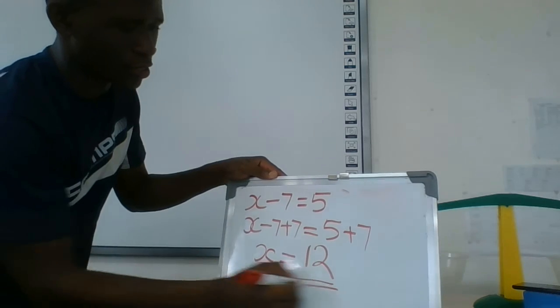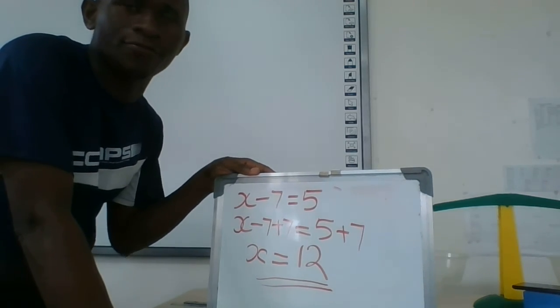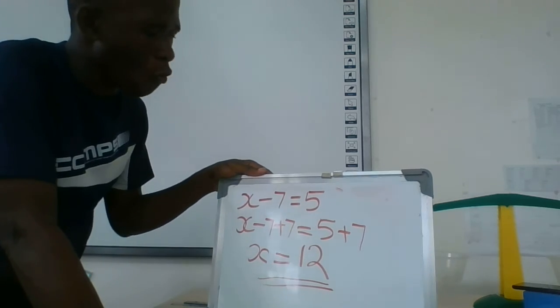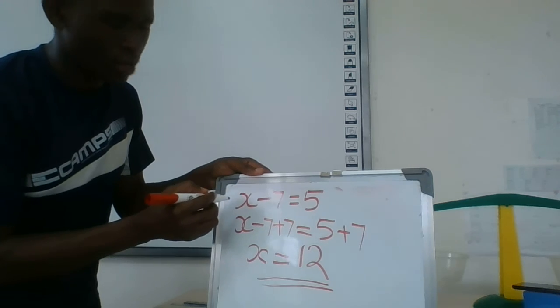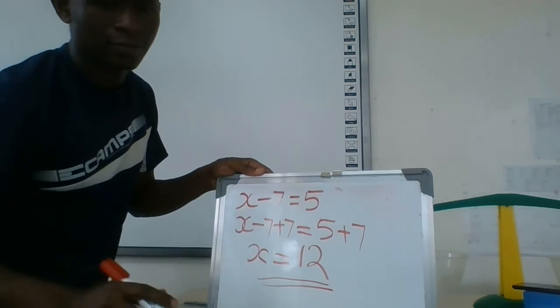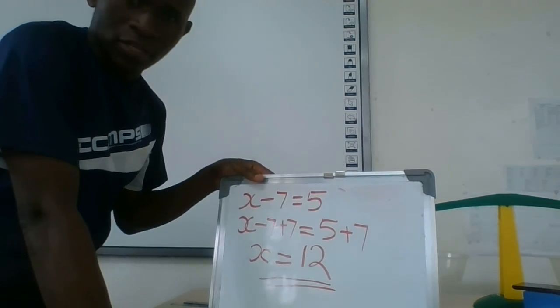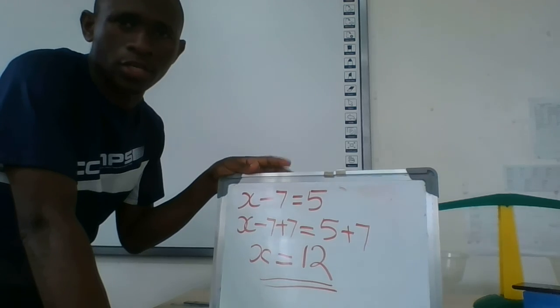So this is the answer. Remember that solving an algebraic equation is like finding the value of an unknown number. The unknown number here is not given, so it is represented by a letter. So this is how you are going to solve an algebraic equation.